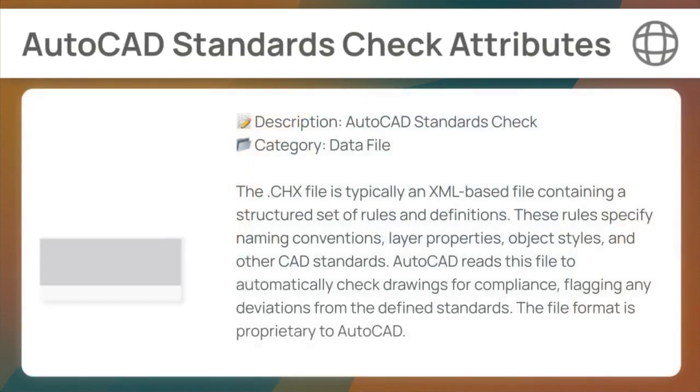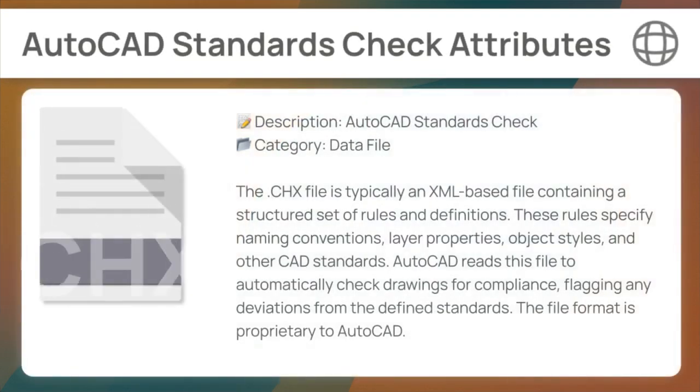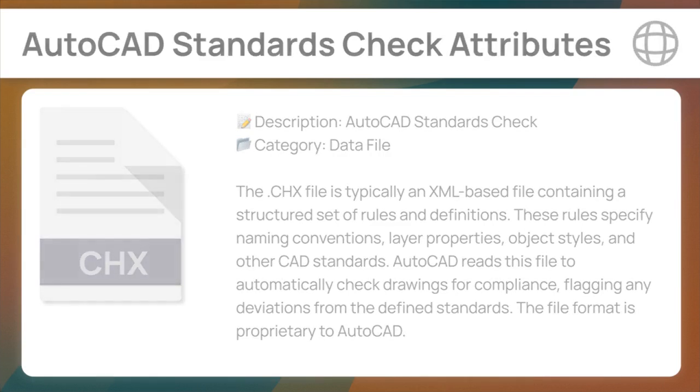The CHX file is typically an XML-based file containing a structured set of rules and definitions. These rules specify naming conventions, layer properties, object styles, and other CAD standards. AutoCAD reads this file to automatically check drawings for compliance, flagging any deviations from the defined standards. The file format is proprietary to AutoCAD.